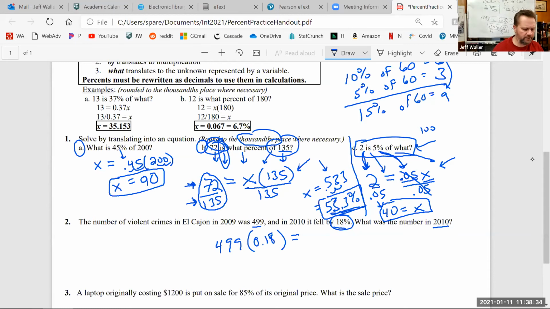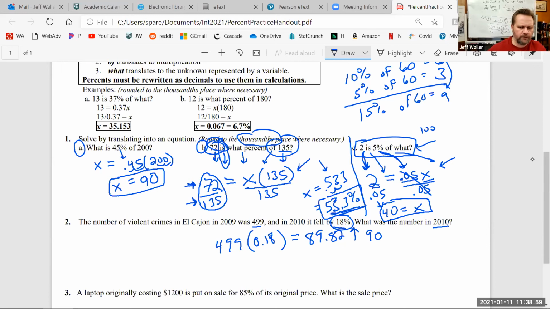I think you get something a little gross, but it should be easy to round it. Yeah, not too bad. What do you get? 89.82. Yeah. So if you round it, it comes out to 90. We're talking about people here or crimes, right? So you're not going to say somebody committed half of a crime, not technically, right?